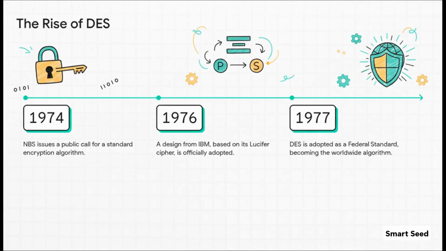So get this, back in the mid-70s, the US government did something pretty revolutionary. They basically put out a public call saying, hey, we need an encryption algorithm that anyone and everyone can use. And you know who answered? IBM. They came in with a design based on their own cipher called Lucifer. And by 1977, the Data Encryption Standard was official, and it just exploded, quickly becoming the go-to benchmark for secure communication all over the world.